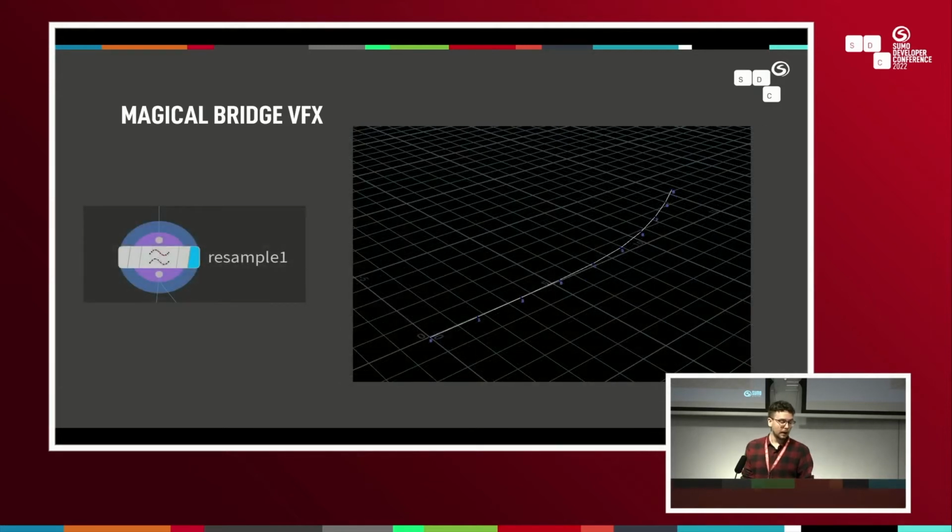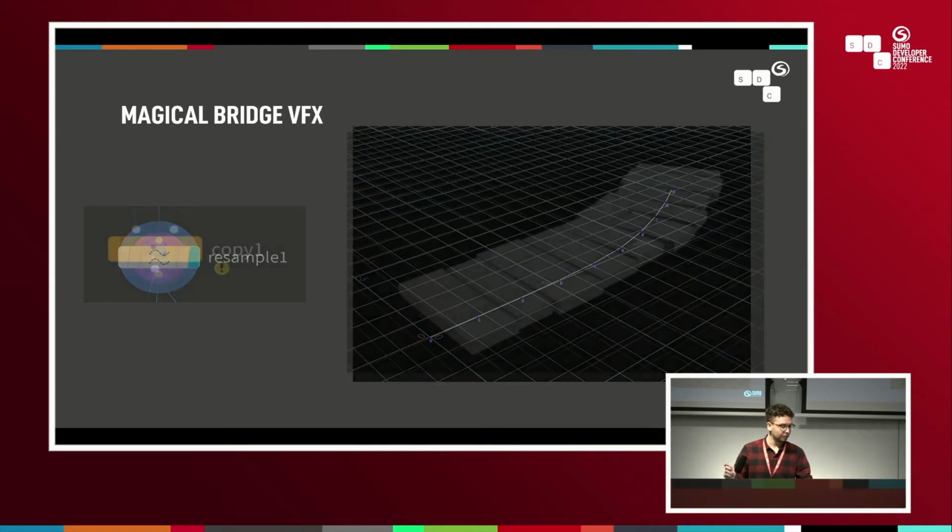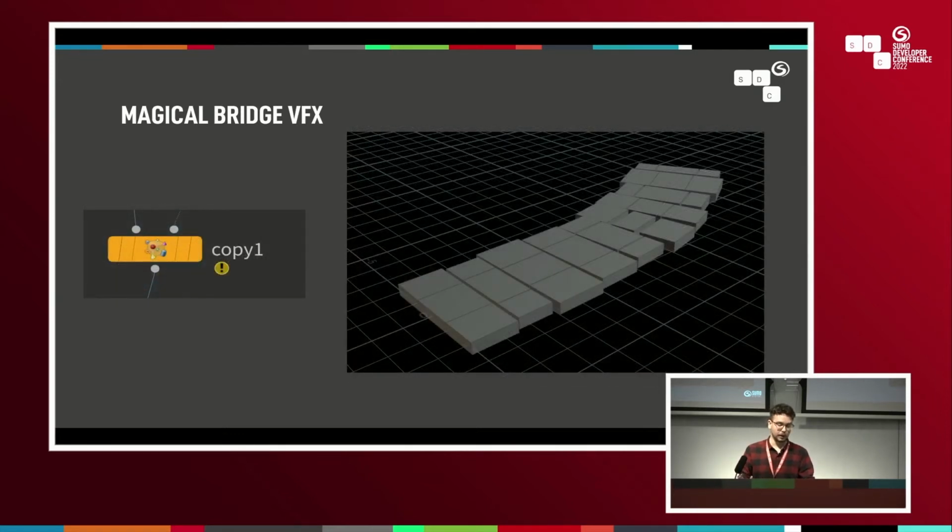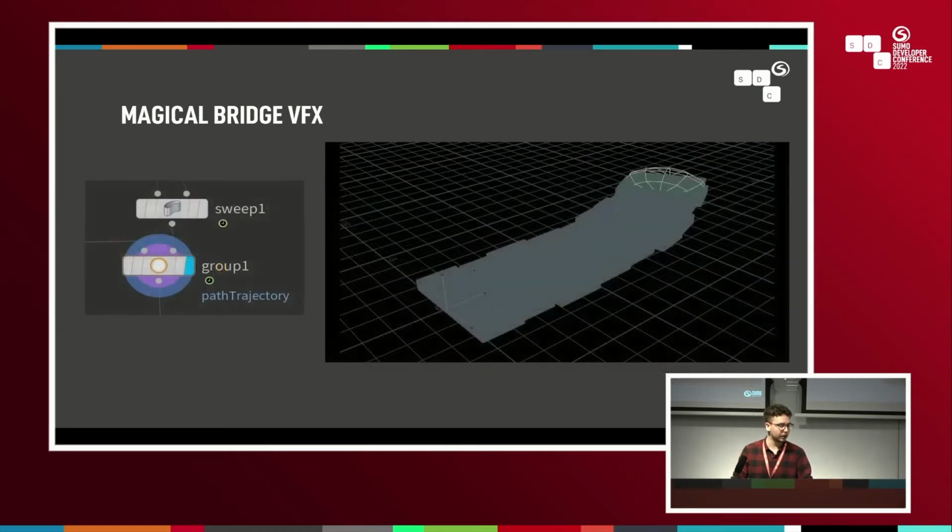So I resample this spline in Houdini just so it has a uniform amount of points. This spline is made by the artist in Unreal in real time. And then I copy, well, this is just to build the bridge. You could do anything really. I just made it quickly out of cubes with some randomization on the scale.